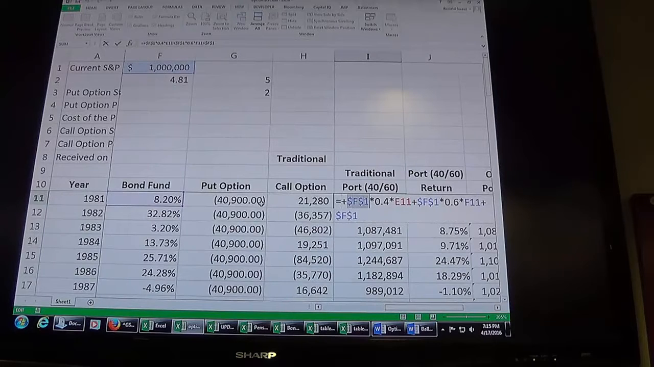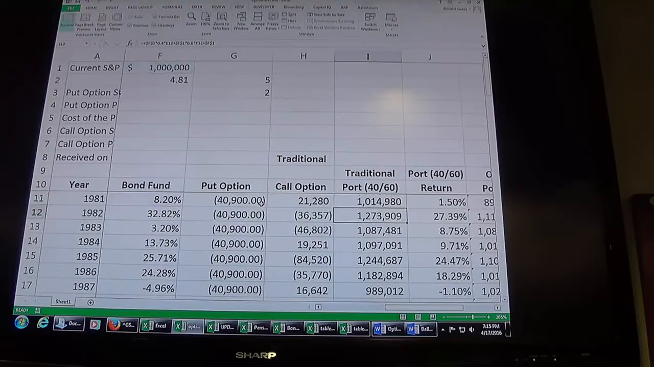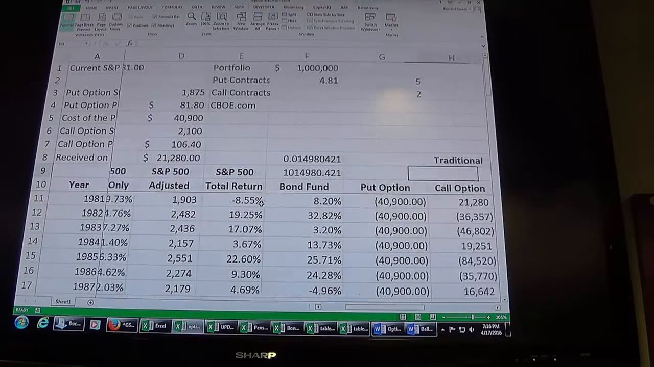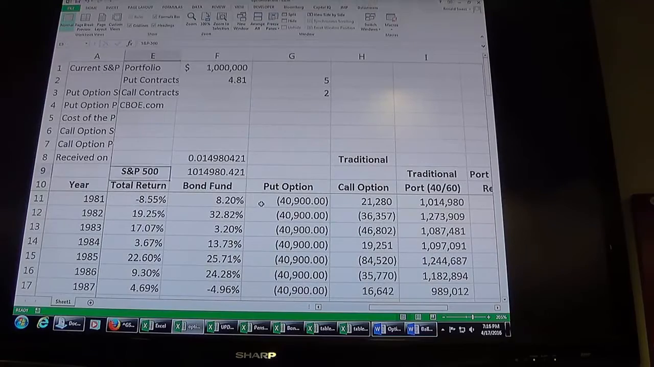So you're going to take your beginning portfolio, $1 million, times 40% times your return from the stock market, plus your beginning portfolio times 60% because you have 60% in bonds, times the bond return, plus your beginning portfolio. So you lost 8.5% on stocks, you made 8.2% on bonds, and you got 40% there. So if you take 40% times that, plus 60% times that, your portfolio should have gone up: $1 million times 1 plus that. Your portfolio should be 1,014,980. All right, so that's what I do there.